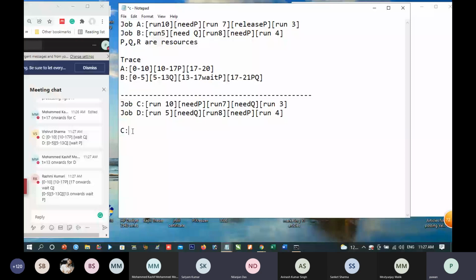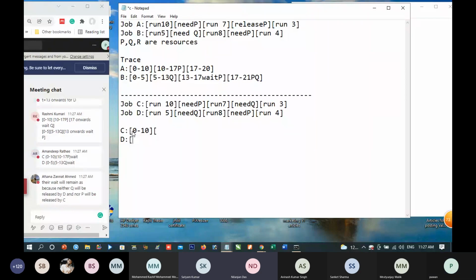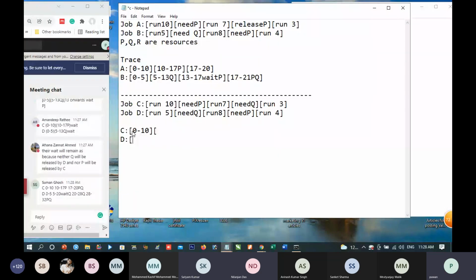Okay, now let me write it. Job C will be executing from 0 to 10. Meanwhile, job D will be executing. Simply writing wait. Amandeep is not correct. That is the best answer. Best answer by Janat. That is called deadlock. Many people were asking what is the definition of deadlock.